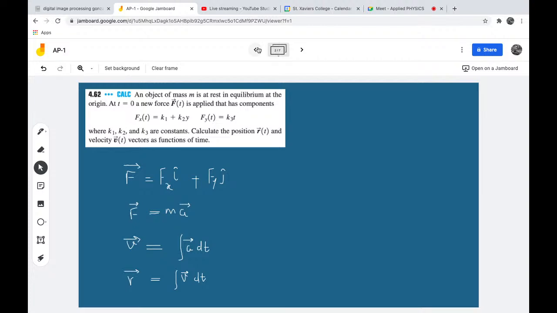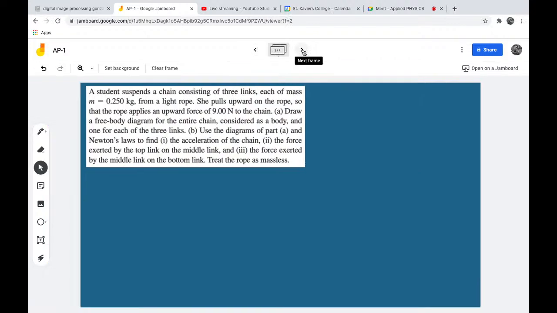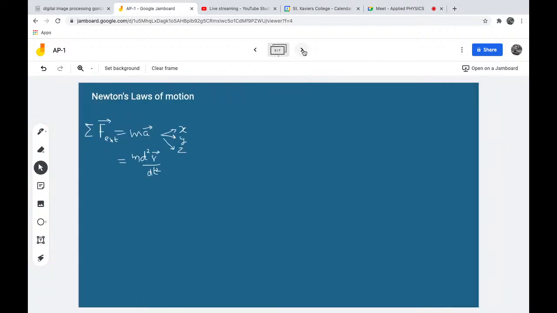Remember Newton's laws of motion: F is equal to ma, or F is equal to m d2r by dt square. They are equations in three dimensions. So you need to write them independently and solve them independently. So maybe I can devote one or two more lectures.